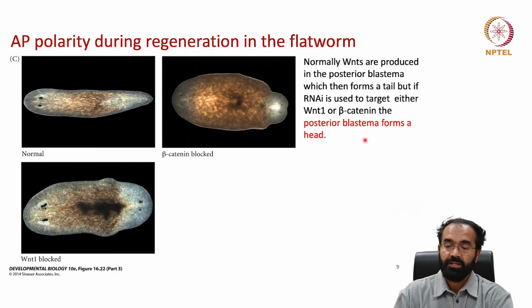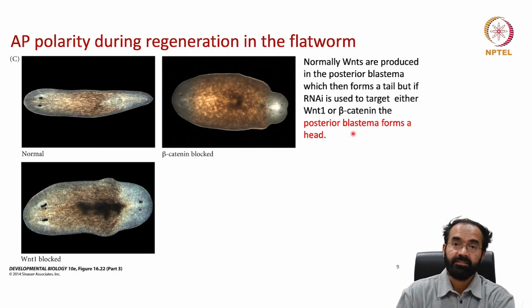What happens? If you use RNAi against Wnt or beta-catenin, the posterior blastema forms a head. This is something very interesting. If you cut the tail here and block Wnt signaling, instead of getting a tail, you end up getting a head. As you can see here, Wnt is blocked. This was a normal planaria. Its back is cut, the tail was there. All I did was block the Wnt signaling. Now I ended up getting a double-headed planaria.